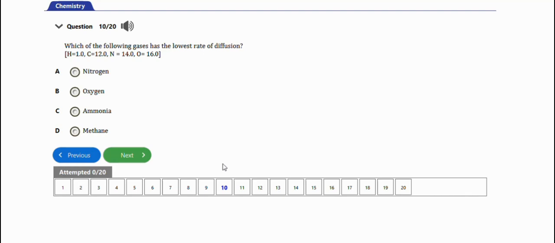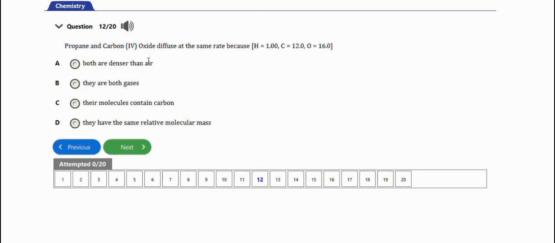The way I get the answer is from the relative atomic mass I have. So the higher the relative atomic mass, the lower the rate of diffusion. Okay, that's the way I understand it. So you can see oxygen has the highest relative atomic mass here, 16, followed by nitrogen. Alright, so that's it for this question. Next question will be this one. It says, propane and carbon dioxide diffuse at the same rate because both are denser than air.